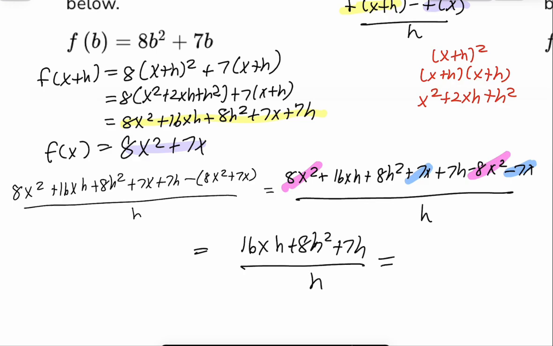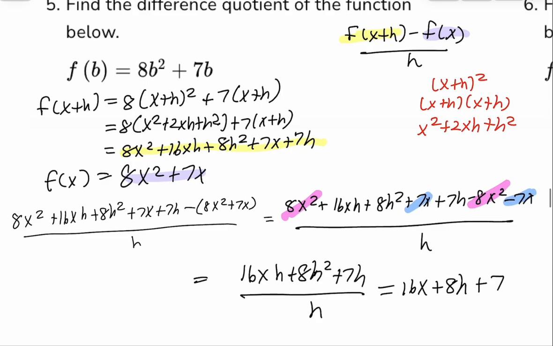Divide by h. So all of the h's go down by a power of 1. So our final answer should cancel out the bottom h, or you did it wrong. It is 16x plus 8h plus 7. That's our answer. Quadratics are harder. There's more to the process. But it's just algebra, and you have to just be careful. I don't know how else to tell you, okay?